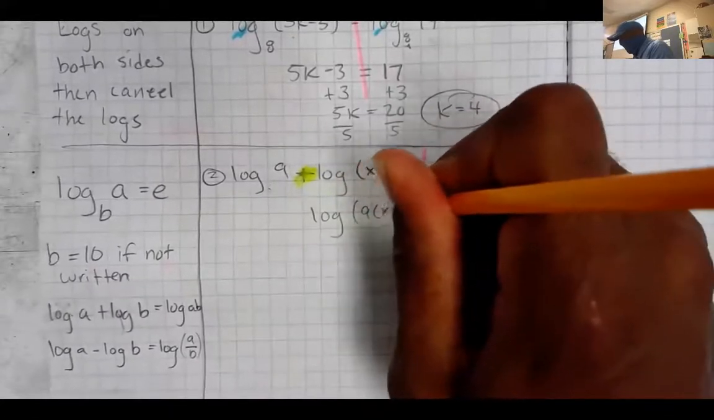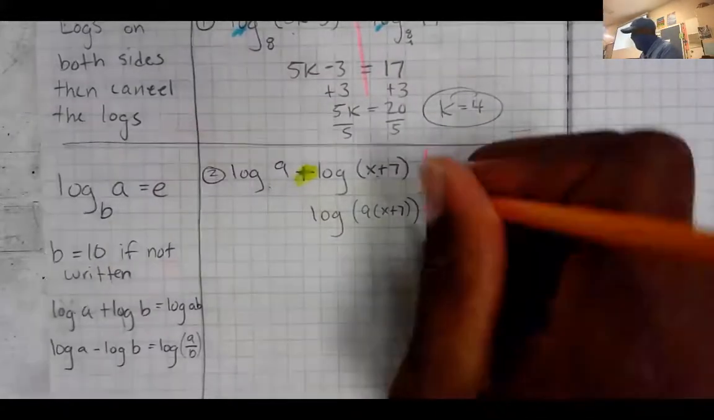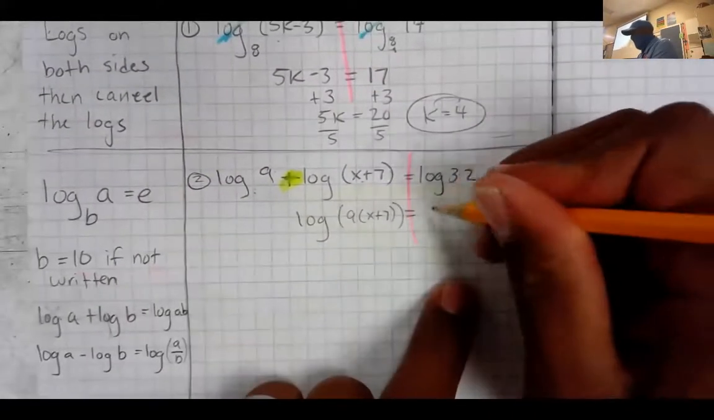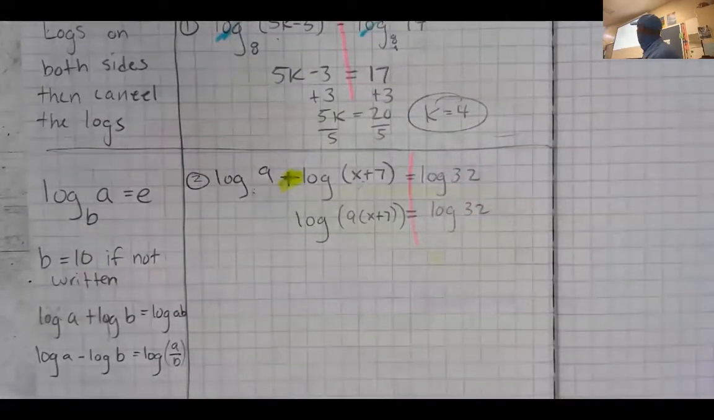And I'm just going to double up the parentheses just so that you guys can see that we have to multiply those two first. And then nothing changes over here. We're not changing this. We're just bringing those together.